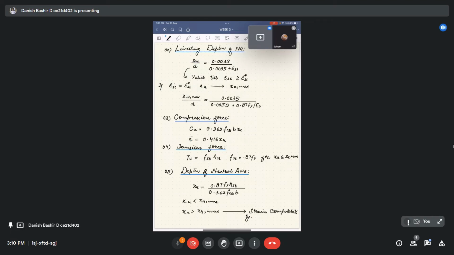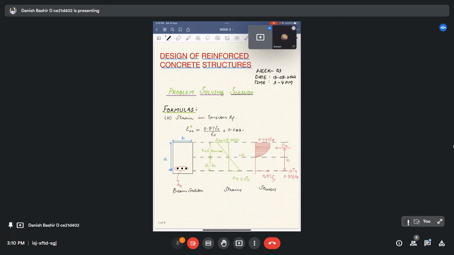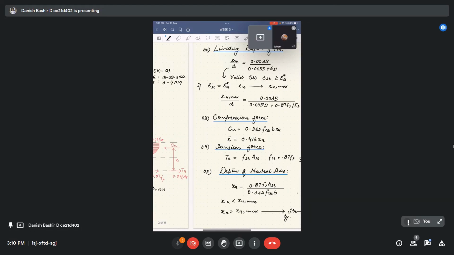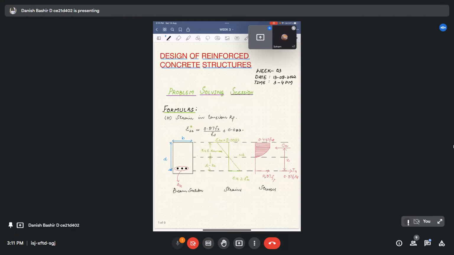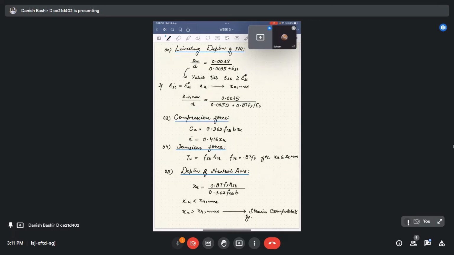Limiting depth of the neutral axis. These formulas can all be derived from this. This is the basic diagram that you have to recall every time. You should be able to draw it at any instant whenever you have to solve any problem related to analysis, because all these upcoming formulas are just derivations from this basic diagram. This xu by d, you can deduce from the previous diagram. It is given by 0.0035 divided by 0.0035 plus est.